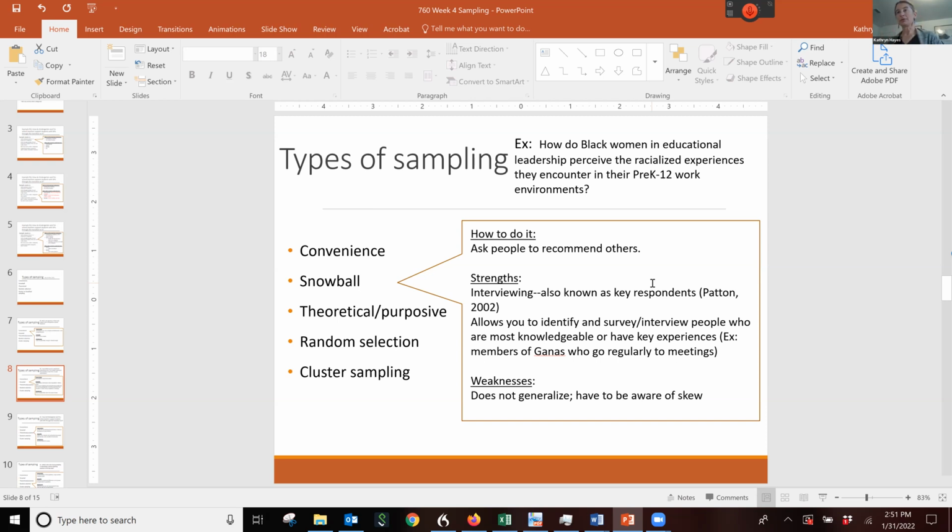Again, there's the issue of skew. So there may be Black women in educational leadership that do not have a critical perspective, or they're not friends with the people you know, and that you're missing their perspectives. You have to be very cautious about how you interpret what you get from your interviews.